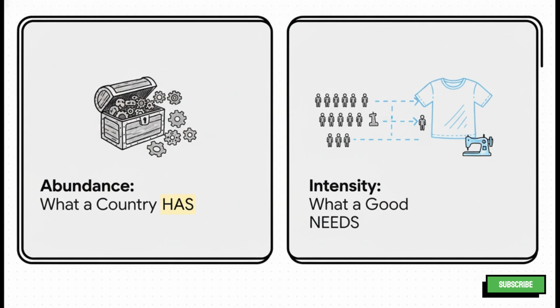So let's just boil this down. Abundance describes the country. It's what a country has. Intensity describes the good. It's what a product needs. Think of it like this. Abundance is the ingredients you have in your kitchen pantry, and intensity is the recipe for a specific dish.